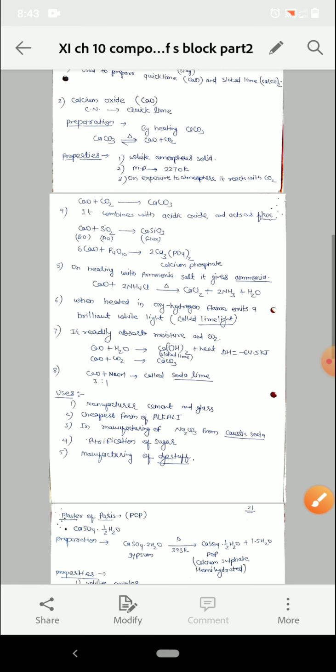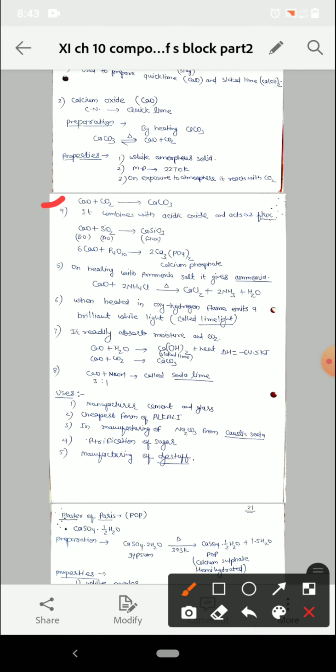Now the next one, the 4th point: it combines with acidic oxide and acts as flux. Same as before, CaO plus SiO2. SiO2 is the acidic oxide and it forms CaSiO3, calcium silicate. It is called flux, slag. When CaO reacts with P4O10, it forms calcium phosphate.